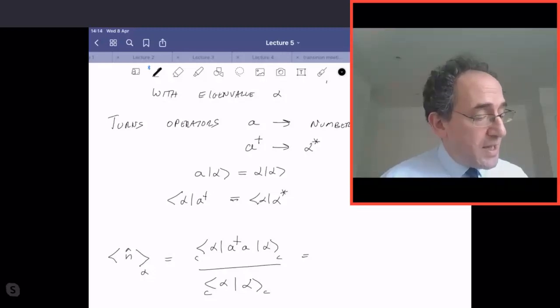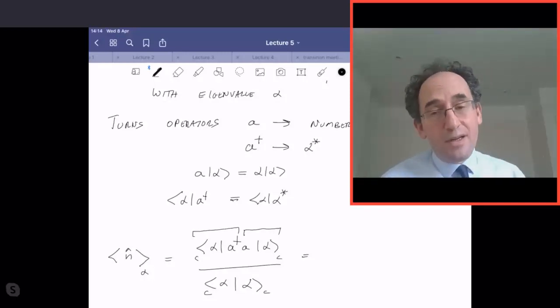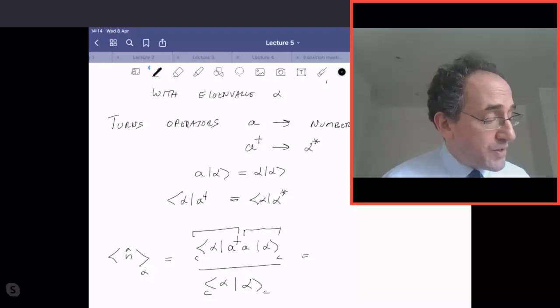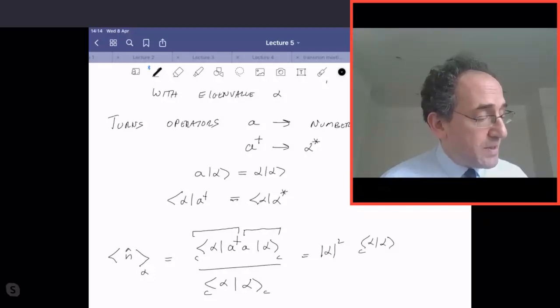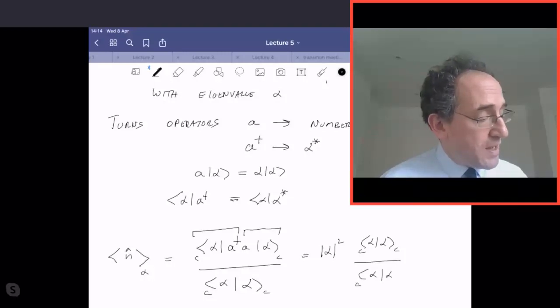Well, here the A applied to alpha turns that A into a factor of alpha, and the A dagger applied to the alpha bra turns into an alpha star. So I end up getting alpha squared out front times alpha coherent over alpha coherent, which is just alpha squared. Okay.